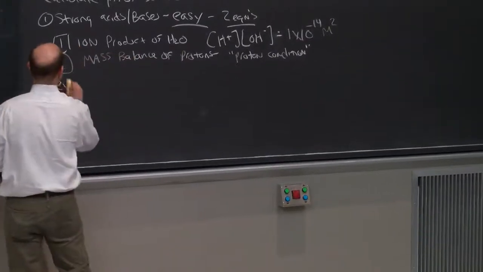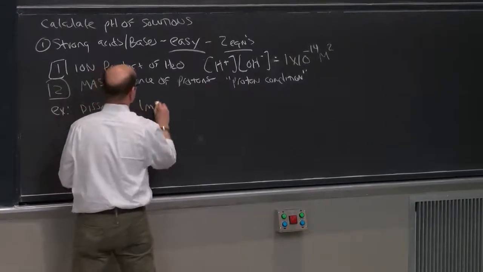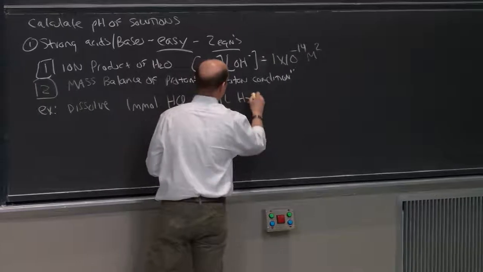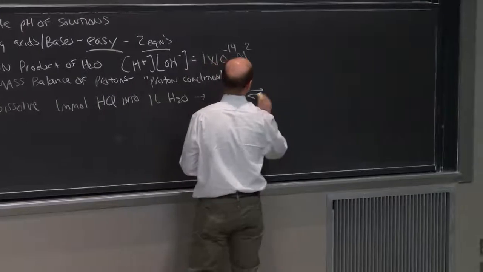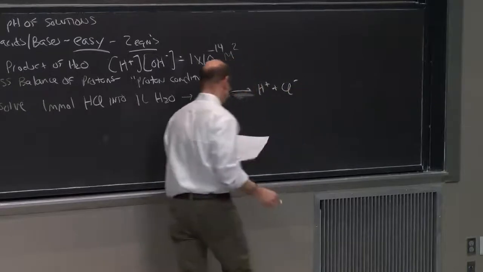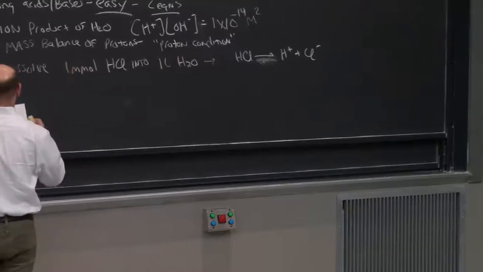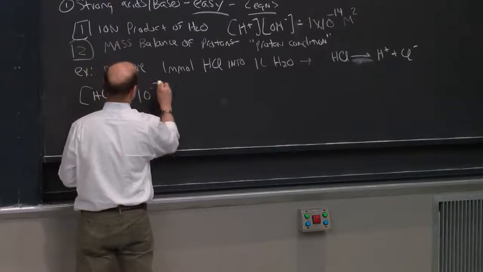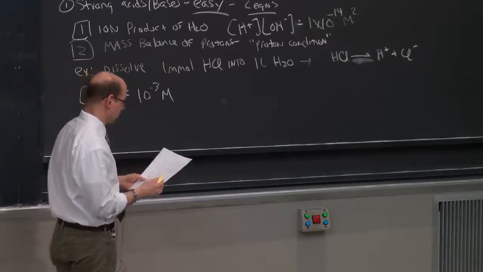So let's take an example. We're going to dissolve 1 millimole of hydrochloric acid into 1 liter final volume of H2O. Okay, now this is super simple because you know that hydrochloric acid will dissociate essentially completely into a proton plus chloride anions, right? And so, if our initial concentration of hydrochloric acid is 10 to the minus 3 molar, most of it is going to dissociate completely. So, there are two ways that we can do this, okay?